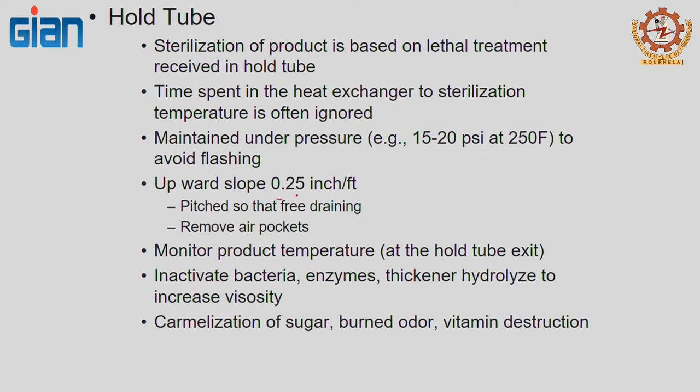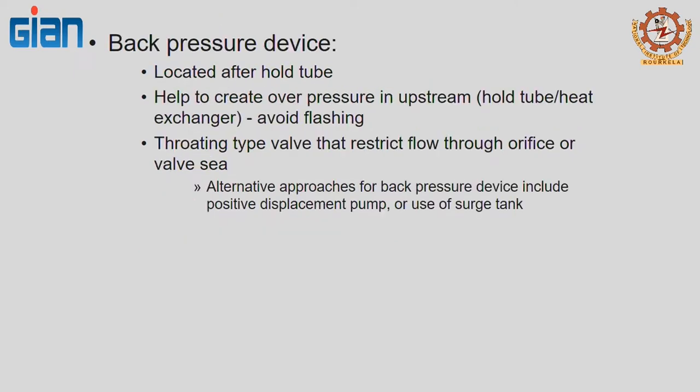Generally they are going to slope upward 0.25 inch per foot, so that you can remove any potential air pockets. And normally you monitor the temperature of the product at the inlet and the exit of the holding tube. In the holding tube you are inactivating various microorganisms, bacteria; hydrolysis of starch and other things may happen, you may have caramelization of sugar, all those things may happen.